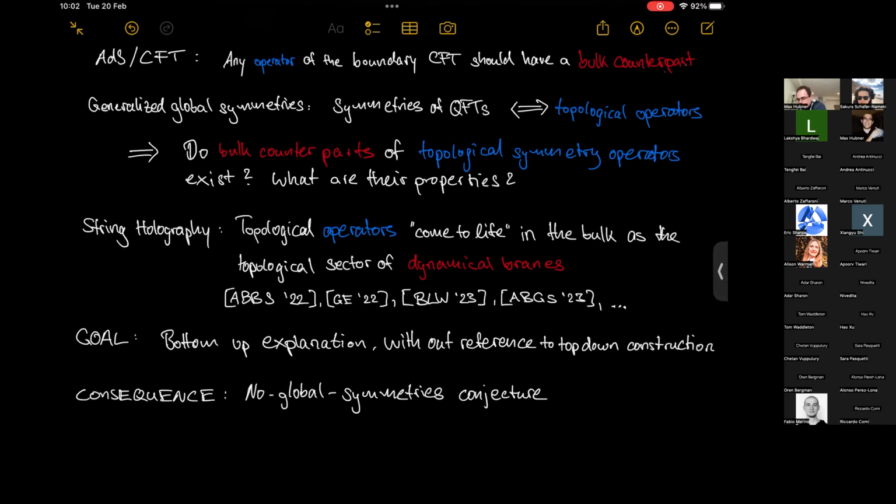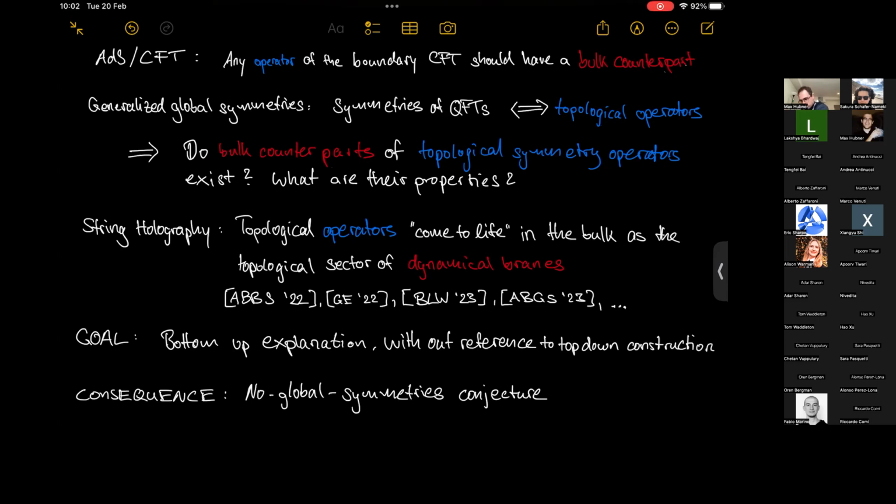And the key questions we wish to address are best motivated by recalling two slogans from each of these subfields. So the holography slogan I would like to recall is that if we're given a boundary CFT with a semi-classical gravitational dual, then we expect that any operator of this CFT should have some gravitational bulk counterpart. And the generalized symmetries slogan is simply that by now we understand very well that the symmetries of a quantum field theory should be understood via their topological operators. And so putting these two things together, natural questions arise.